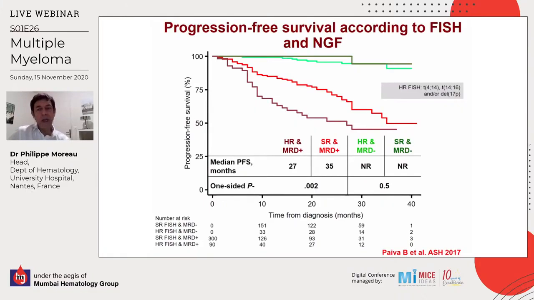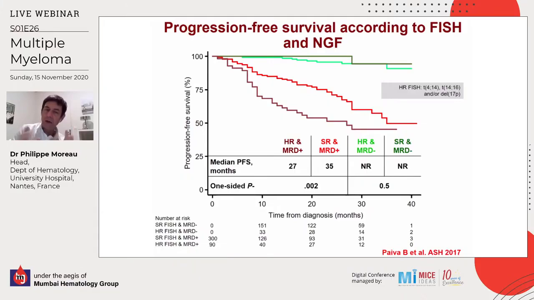And they don't have exactly the same results in terms of cytogenetics and PFS. You see here that according to the Spanish results, those patients reaching MRD negativity, with standard risk or high risk, in fact, have exactly the same outcome. That's the two upper curves, standard risk and high risk, MRD-negative patients: the outcome is identical.